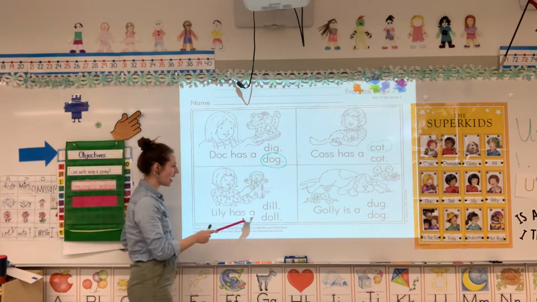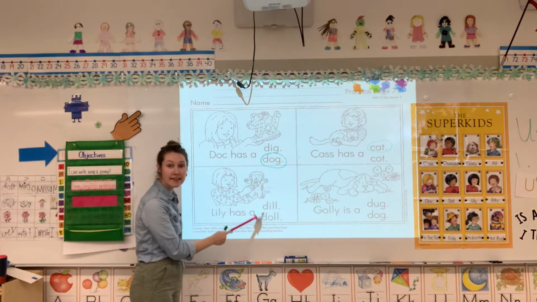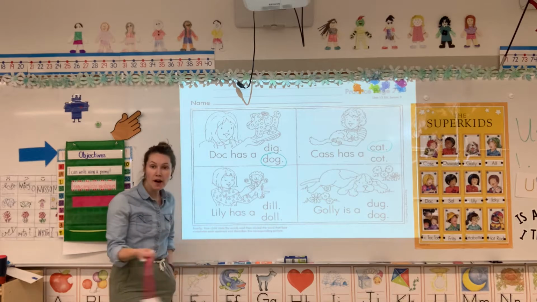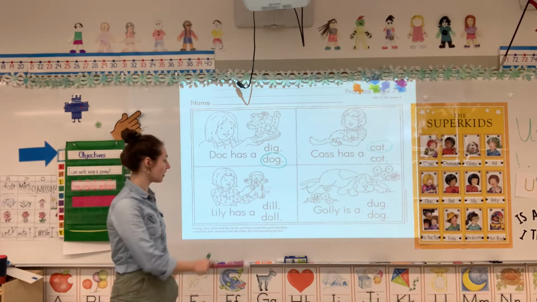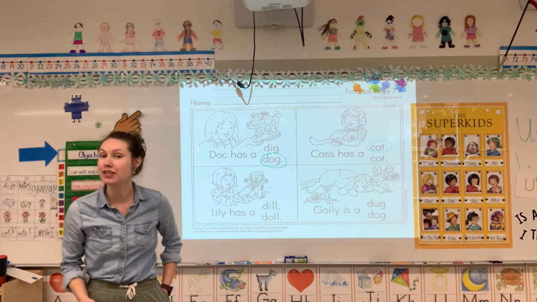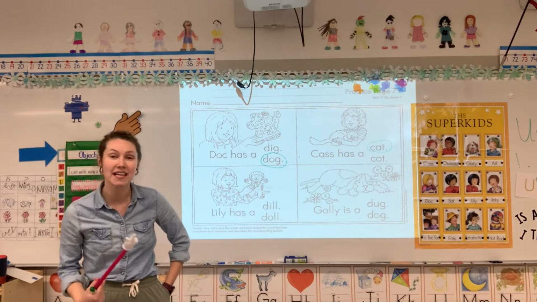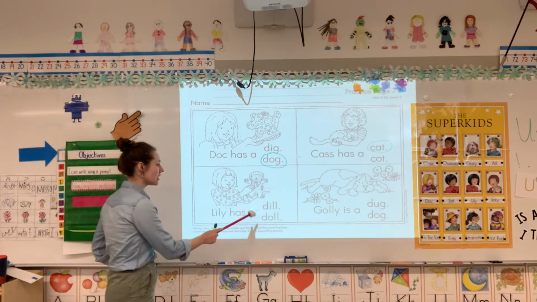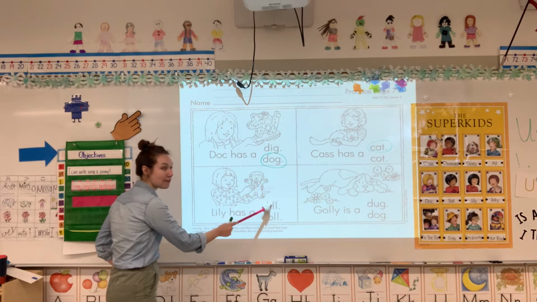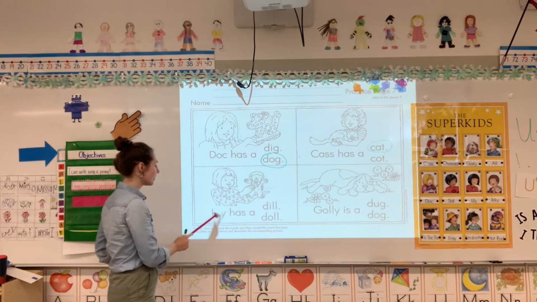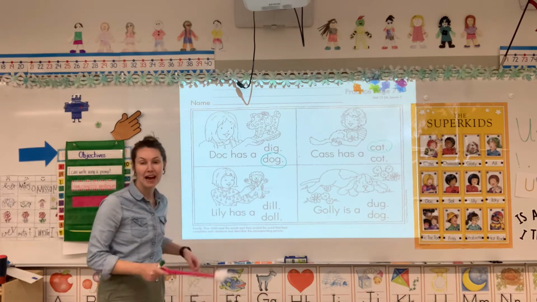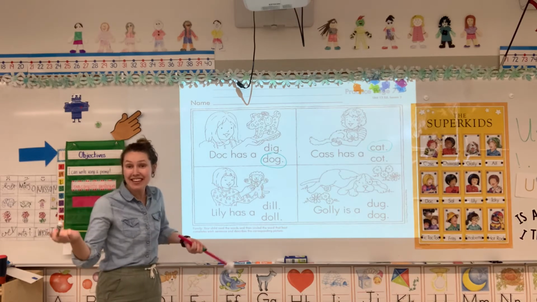Lily has a, and then our consonants in these words are D and then that double L. What are our vowels in these words? I and O. I and O are the two different vowels. So let's sound out the words and see what the two different words are. Dill, doll. See how our vowel changed the word? Lily has a dill, Lily has a doll. Which one is correct? She has a doll.